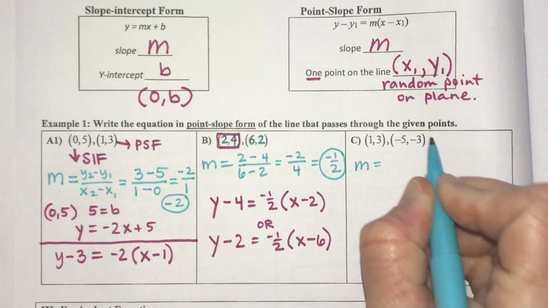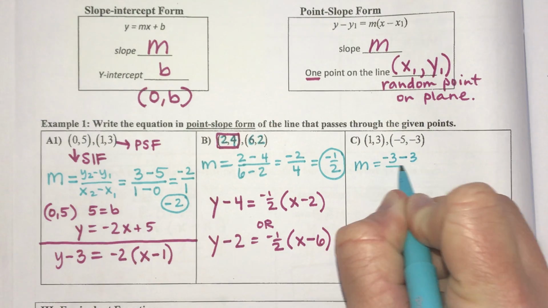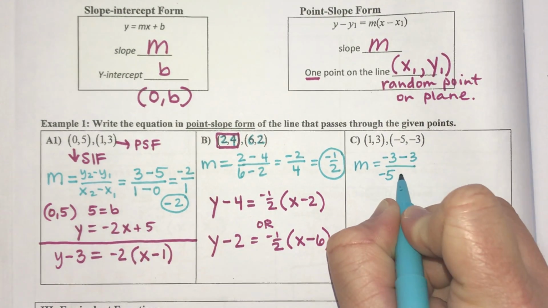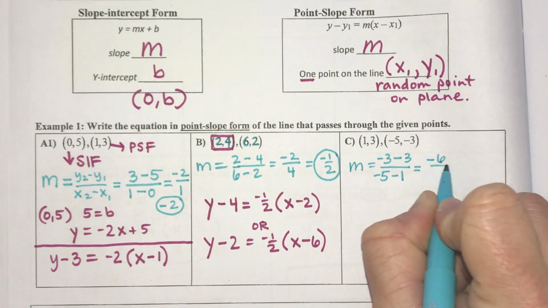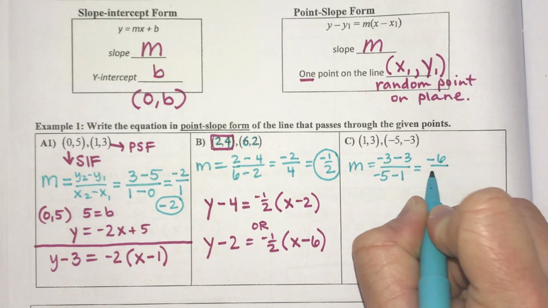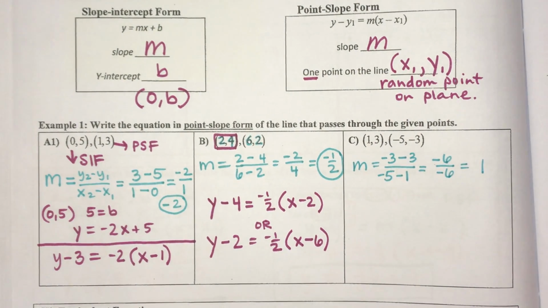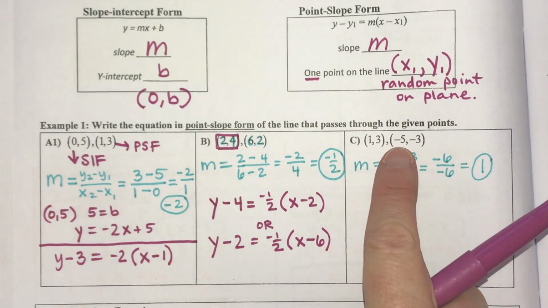For slope, we're going to take my second y value, -3, minus my first y value of 3. Then on the bottom of my fraction, my second x value, -5, minus my first one, 1. The top for my fraction for my slope is going to be -6. The bottom is also -6, which means I have a slope of +1. Now I'm going to use that slope in my point slope formula for either of those 2 lines.